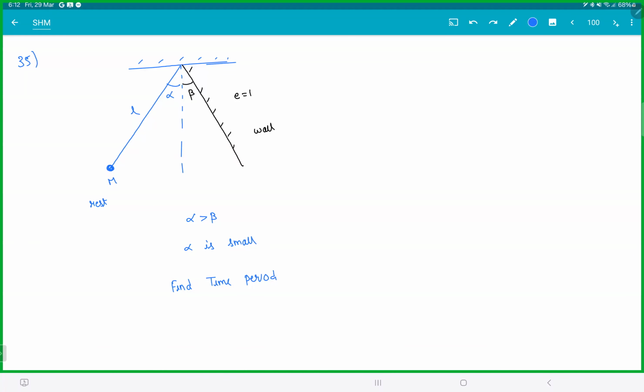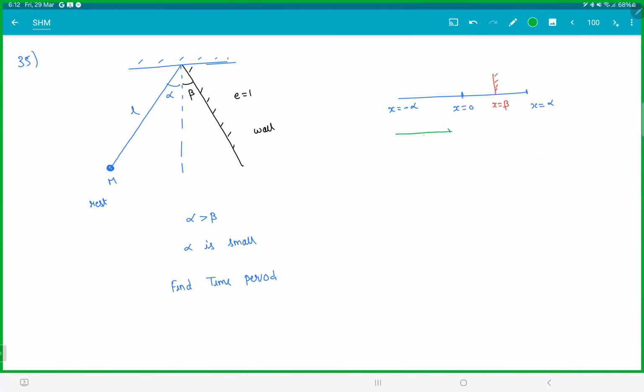Right, Arjun. So for simplicity, let's convert like this. X is equal to 0. X is equal to minus alpha. This is X is equal to alpha. But for some reason, you kept the wall here only, which is X is equal to beta.